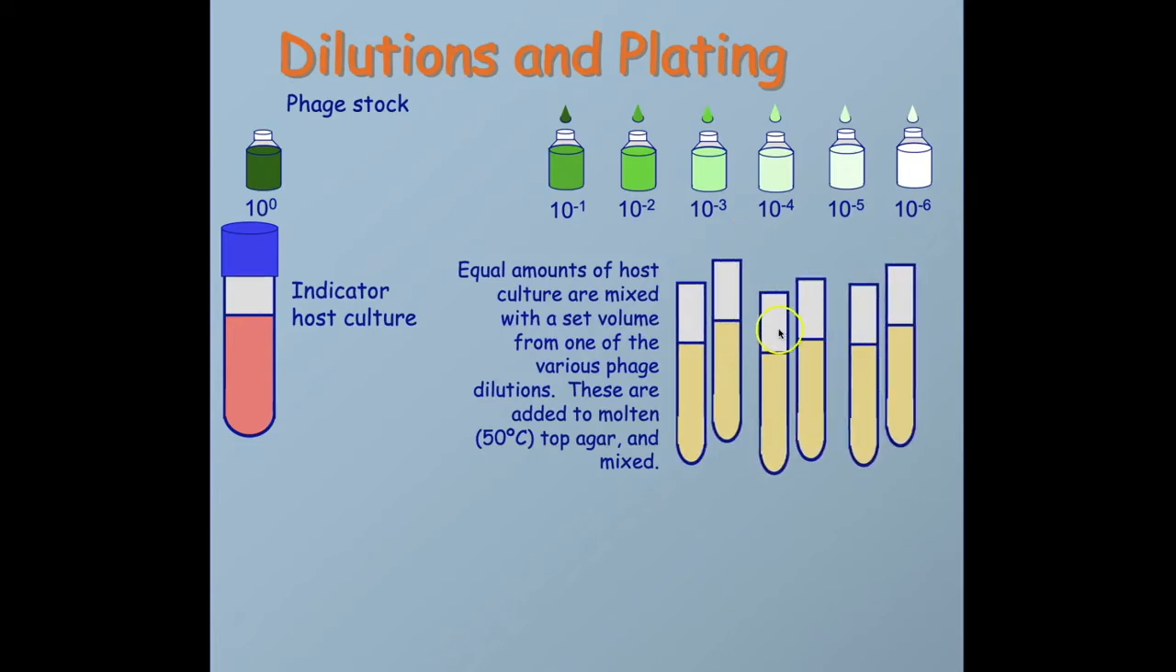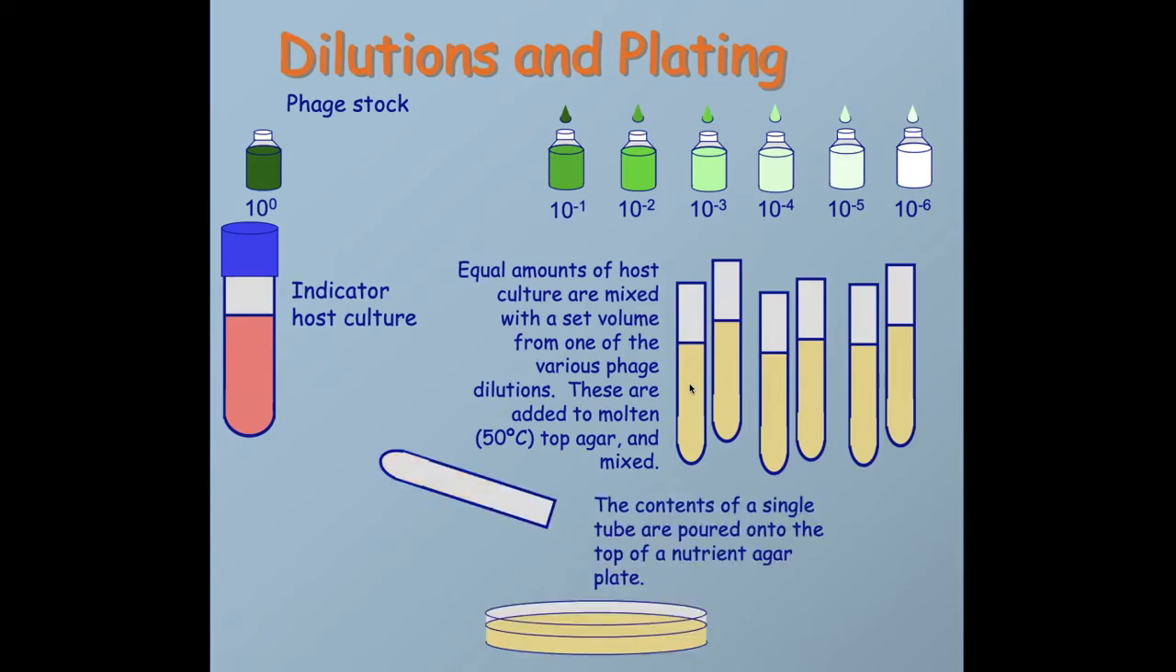You can see those mixes occurring. Okay, so now the cells and the phage will interact together and they'll set up an infection. And because the top agar is still molten, we can then pour it on top of a nutrient agar plate.